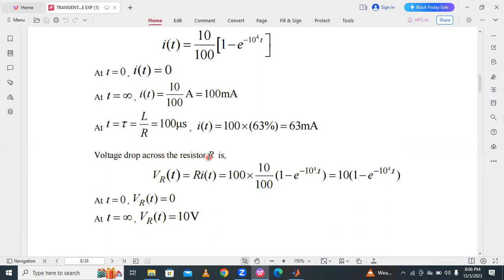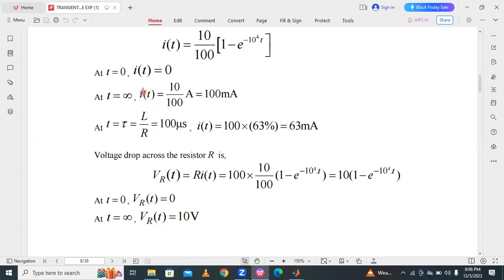Then the voltage drop across the resistor is VR of t is equal to I of t into R. What is R here? 100. 100 into 10 divided by 100 into 1 minus e power minus 10 to the power of 4 into t. Then 10 into 1 minus e power minus 10 to the power of 4 into t. Substitute at t is equal to 0, VR of t is equal to 0, and at t is equal to infinity, VR of t is equal to 10 volts.